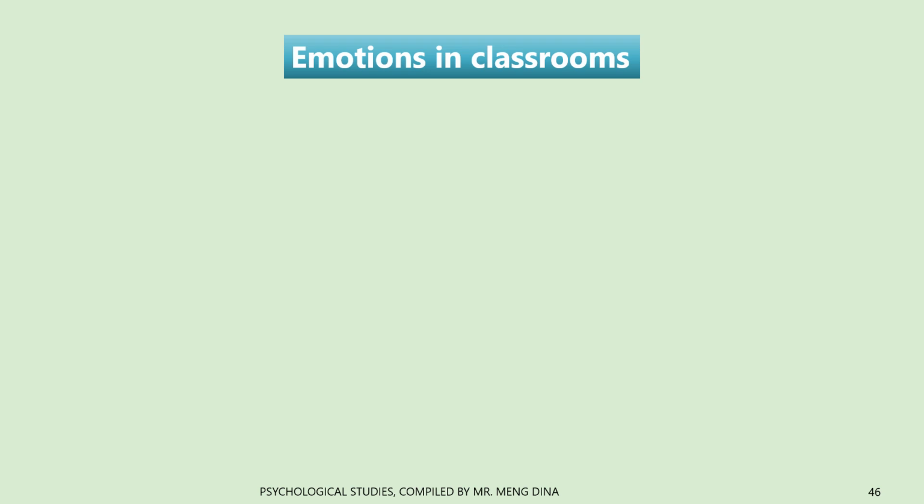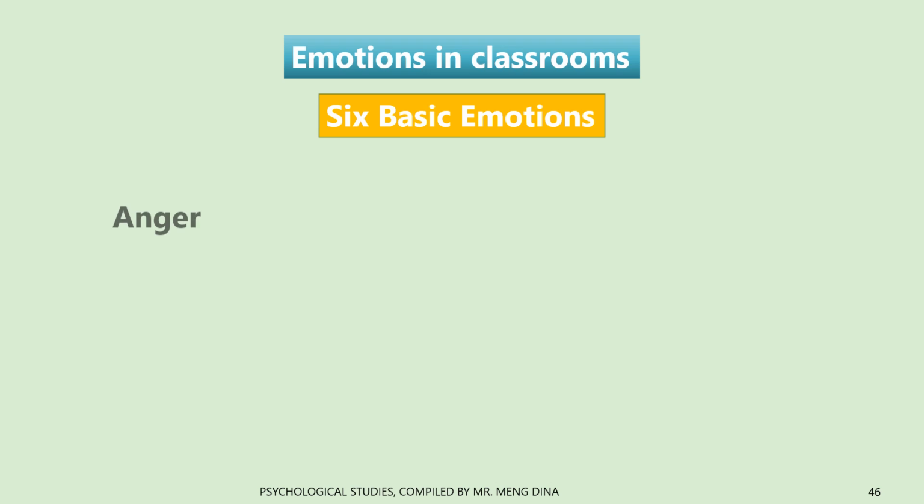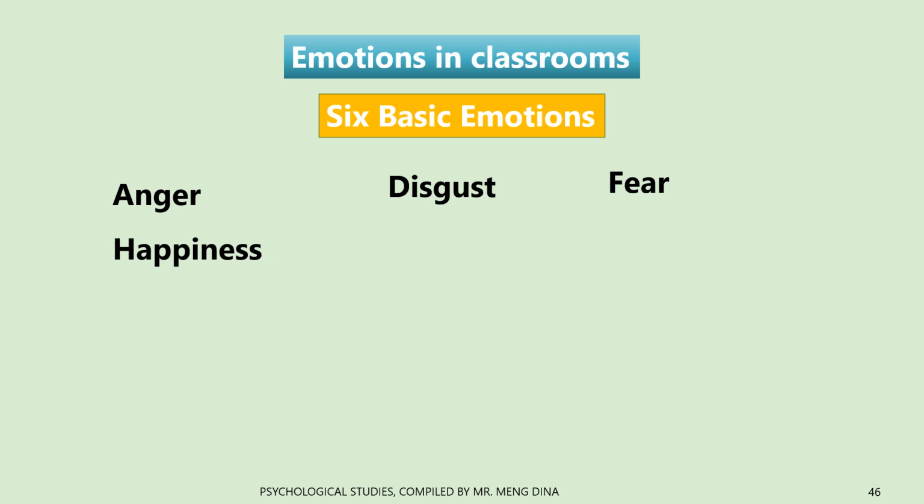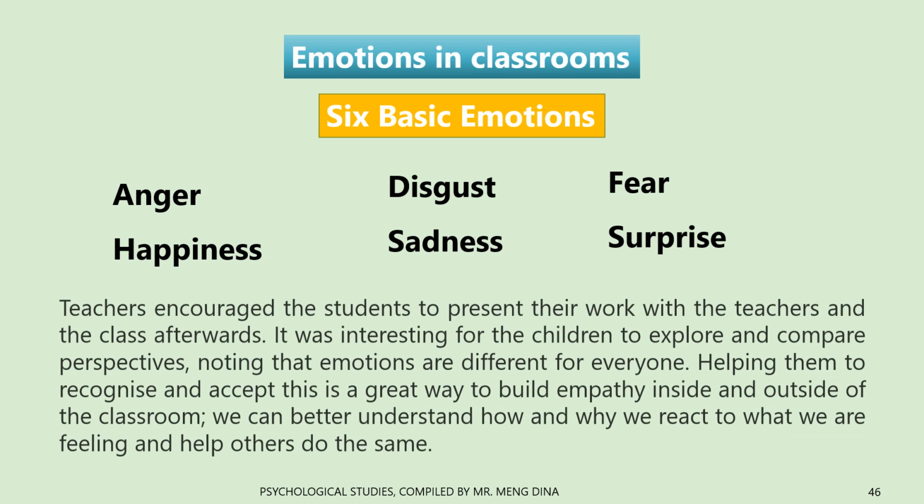Students are still identifying this emotion, starting to acknowledge and label them, and to recognize them when they appear in themselves and others. So we just look at the emotion in the classroom, and know about the six basic emotions. What are they? Anger, disgust, fear, happiness, sadness, and surprise.